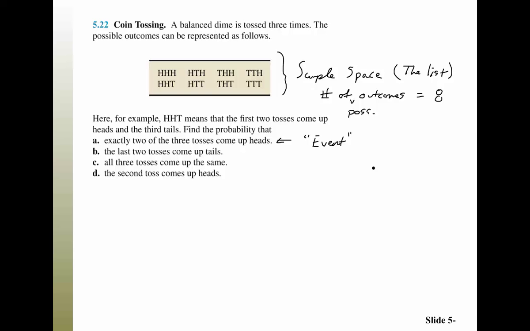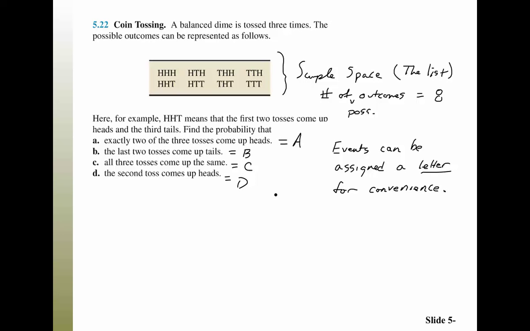Now you need the sample space. You're going to look at the sample space and go through and say how many of them. Right, the numerator will be how many. Every time you want to use that, you can just use the letter B. So in part B, it's asking for the probability of B. So we can rewrite our probability now. Instead of writing out that whole phrase, I can just say the probability of B, and capital B is that event: the last 2 tosses come up tails.